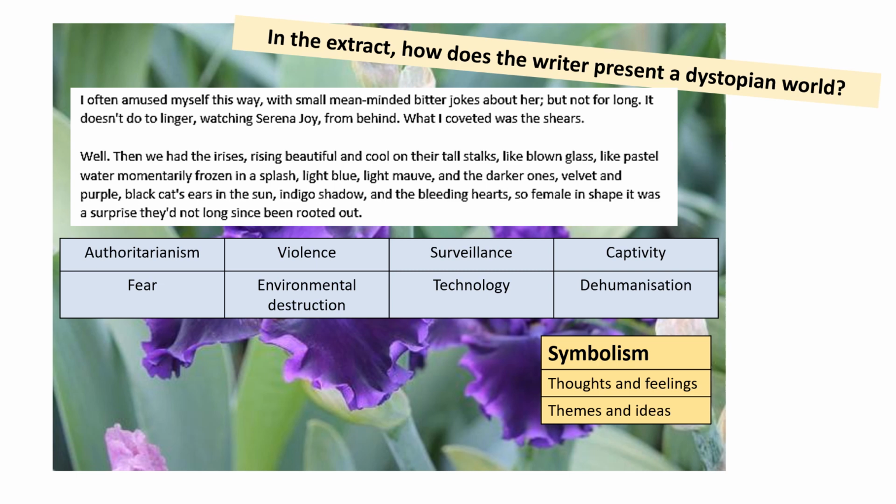Well, then we had the irises, rising beautiful and cool on their tall stalks like blown glass, like pastel water momentarily frozen in a splash, light blue, light mauve, and the darker ones velvet and purple. Black cat's ears in the sun, indigo shadow and their bleeding hearts. So female in shape it was a surprise they'd not long since been rooted out.